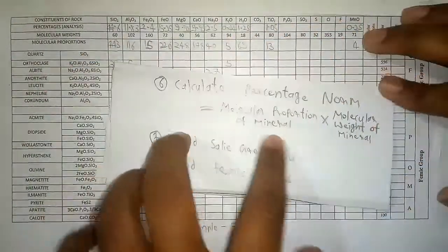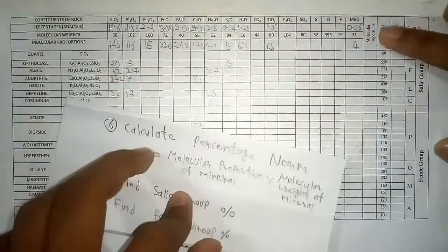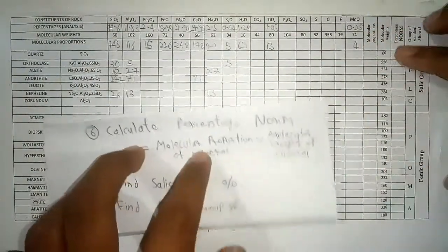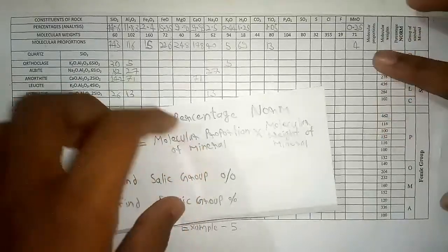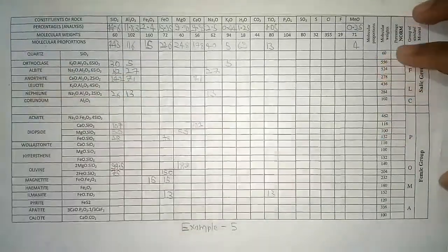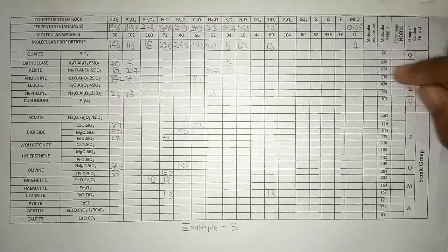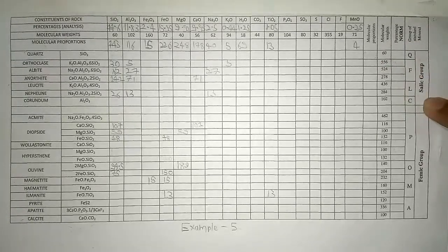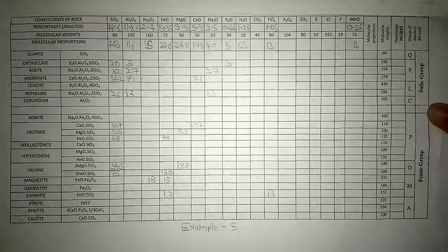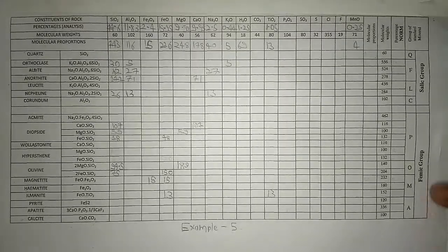Here is the sixth step: the molecular proportion of mineral, which you will find here, and this is the molecular weight of mineral. You have to multiply both the values and write it in this percentage norm, and write after the decimal only 2 digits. After that you have to sum up whatever is in the Sally group. You can see the Sally group runs from quartz to corundum, and from acmite to calcite it is the Femi group. So whatever is there, you have to add all the values and write it here.